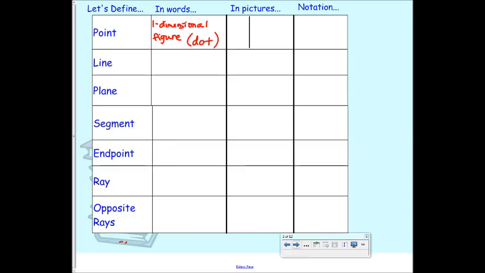All right, I can't get this line to go away. I don't know why it's there. Pretend it's not, because it doesn't look like that. It looks like a dot.